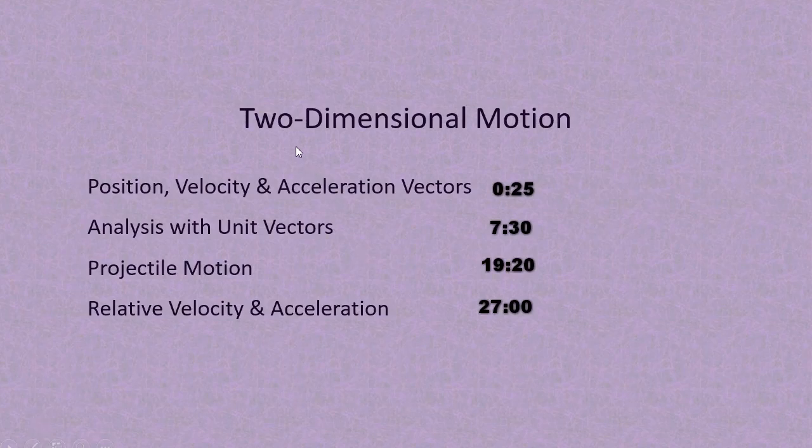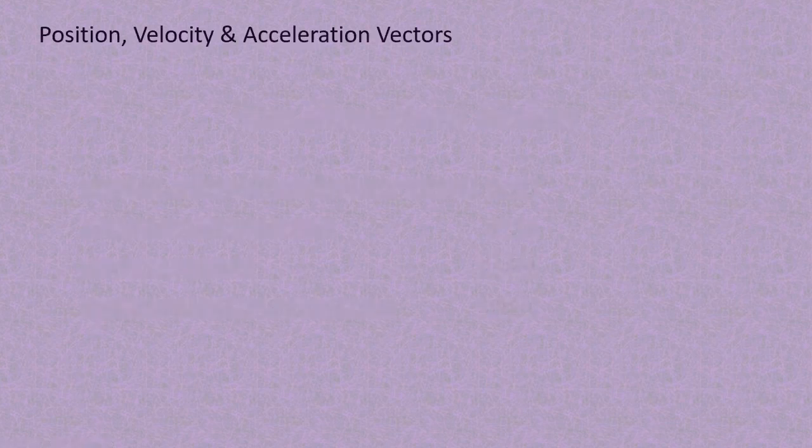Hello, in this podcast we're going to learn about two-dimensional motion. The different aspects of that are position, velocity, and acceleration vectors, analysis with unit vectors, projectile motion, and then also talking about relative velocity and acceleration. Let's move on to talk about our position, velocity, and acceleration vectors.